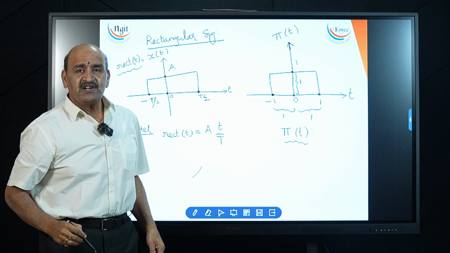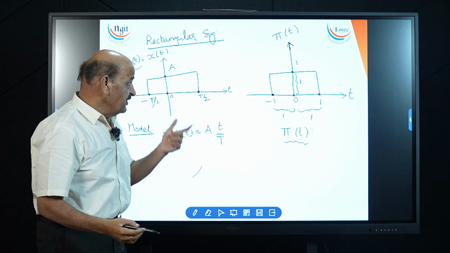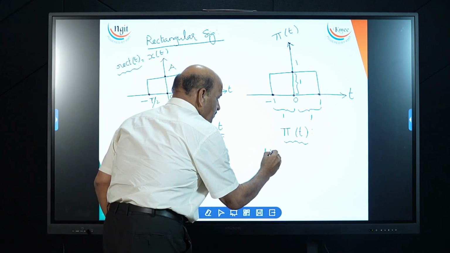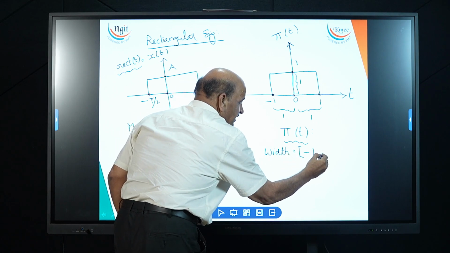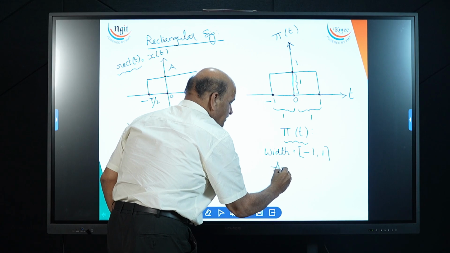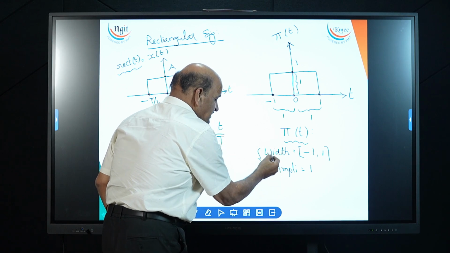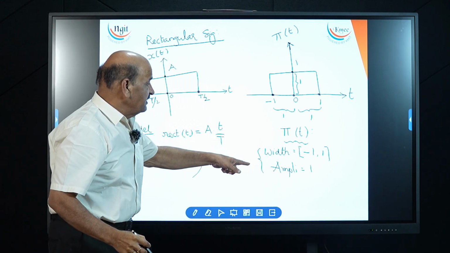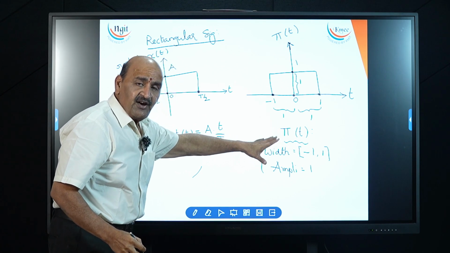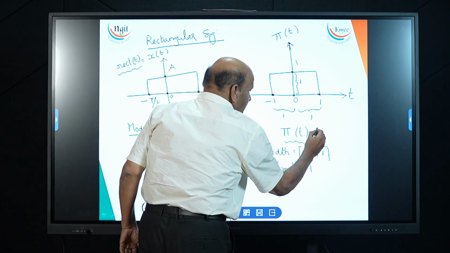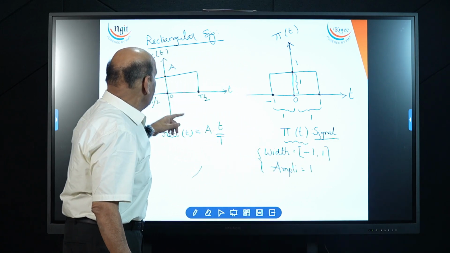Especially in examinations, for short answers they will ask, sketch the graph of pi of t. That means what? In the pi of t graph, the width is equal to minus 1 to 1 and the amplitude is equal to 1. Once these two conditions are met, then that kind of graph or sketch is called pi of t sketch or graph, pi of t signal. This is called pi of t signal. So this is a rectangular signal.